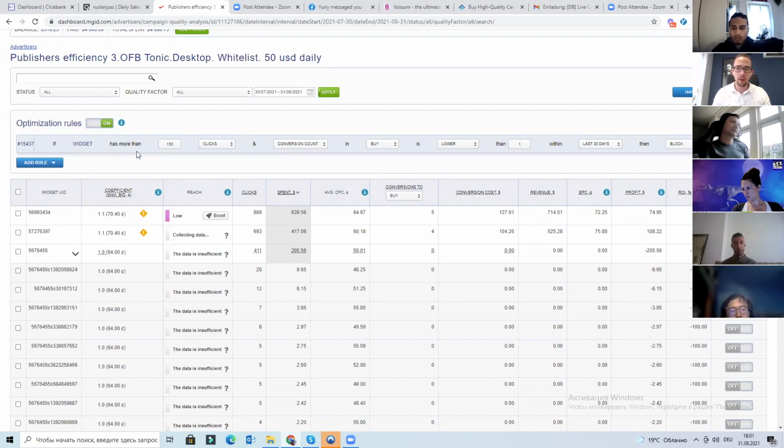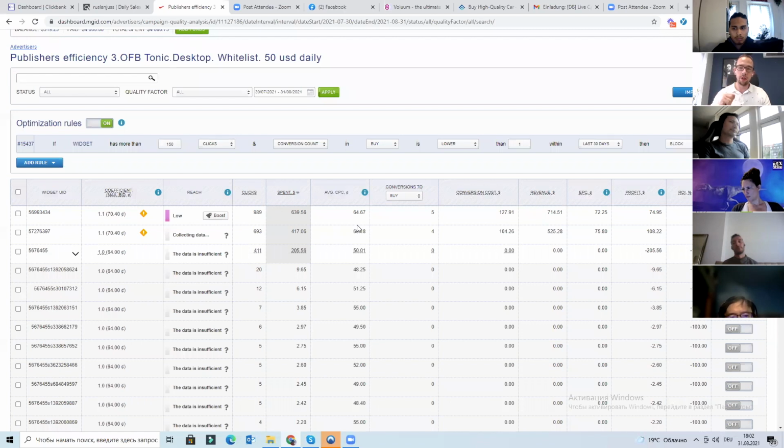So here it says has more than 150 clicks and no conversions in last 30 days. It will block automatically. I can do this also with spend. I just make it today quickly. So if this happens, it will be stopped automatically after 200 clicks, right? I didn't have this, and my limit was $200, and it was just.